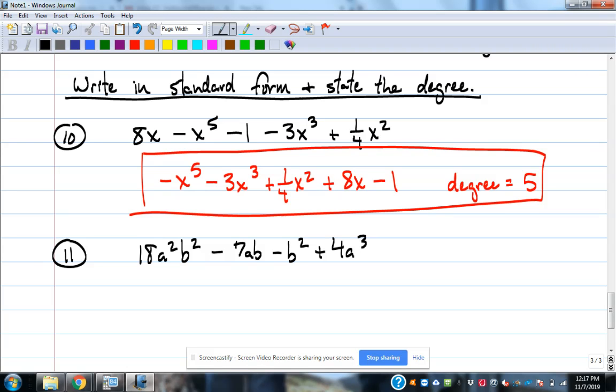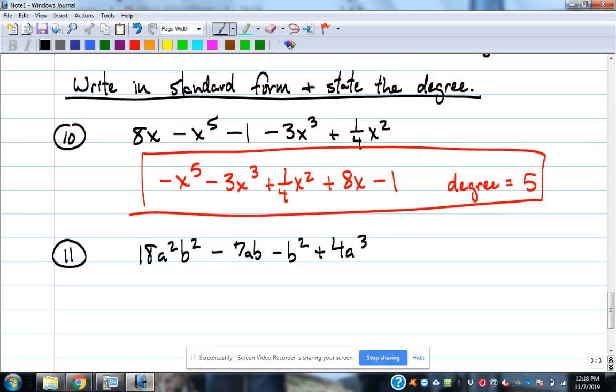The rule that every mathematician that I know of goes by is to go descending order by the letter that's first in the alphabet. So for this one, A is the first one. If they used X and Y, you'd use X. If they use J and K, you'd use J to go by. So you always go by descending order by the first letter in the alphabet. So A is the one we're going to go by here to put it in descending order.